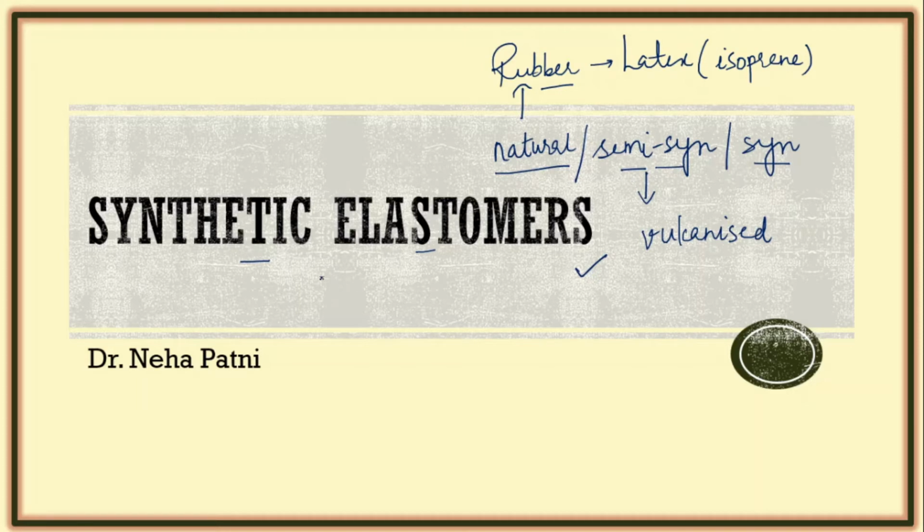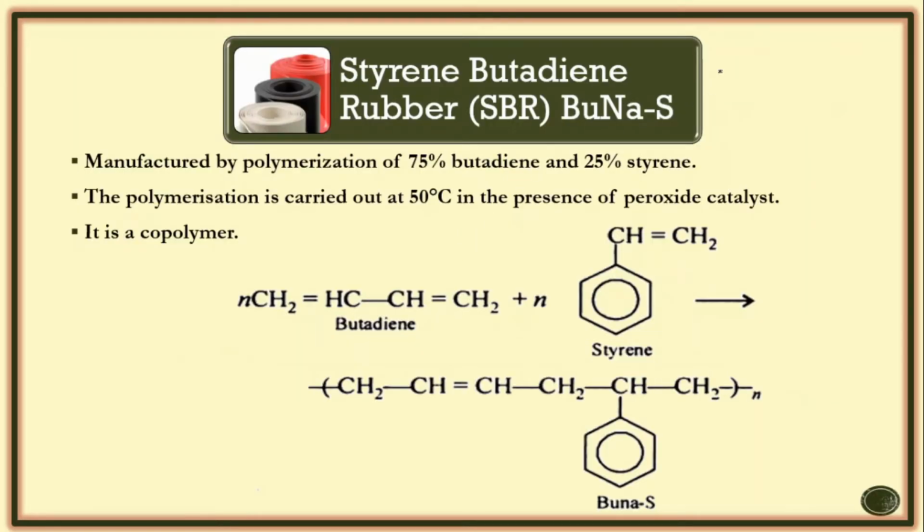So let us go ahead with synthetic elastomers. What are they? Those are polymers which have elasticity and which you synthesize in the lab. So let us go ahead with the first example. You might have heard of it, Buna-S, which is SBR, where S stands for styrene, which is one of the monomers, and B stands for butadiene, which is another monomer. Then these two monomers combine together to give you this kind of polymer.